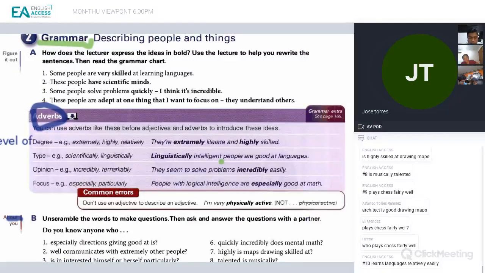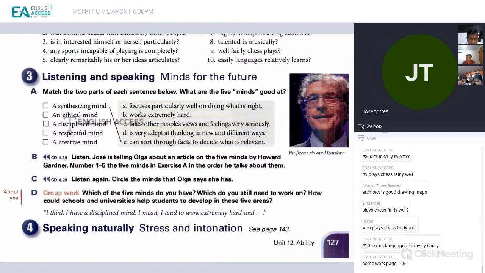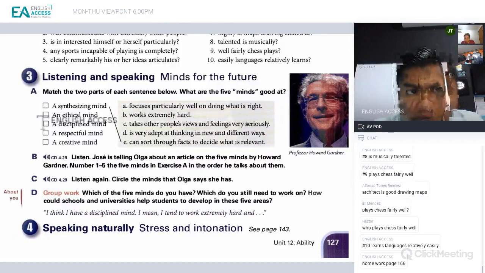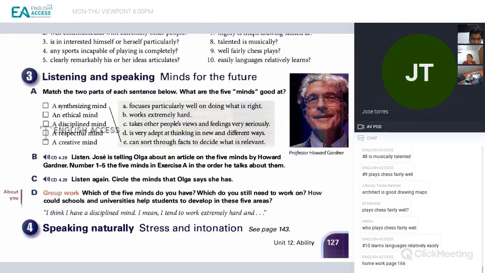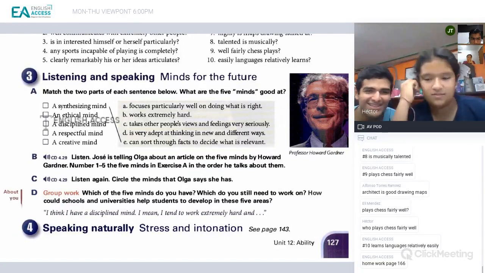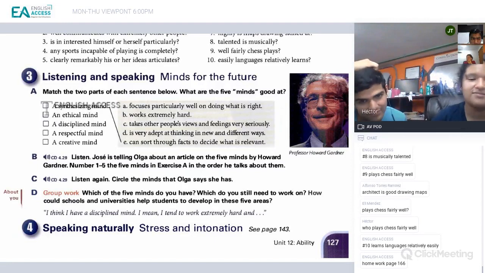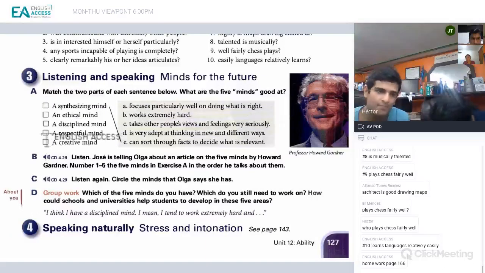I don't know if I have the answers in a good way. Homework page 206, number three. No, for the listening and speaking for Minds for the Future. Oh, okay. For the listening, we didn't discuss the answers. Yeah, but the teacher will send us the audio on WhatsApp. The audio. Okay. Thanks, Miss Ellie. You're very welcome.